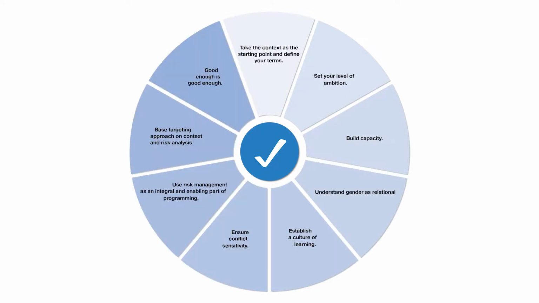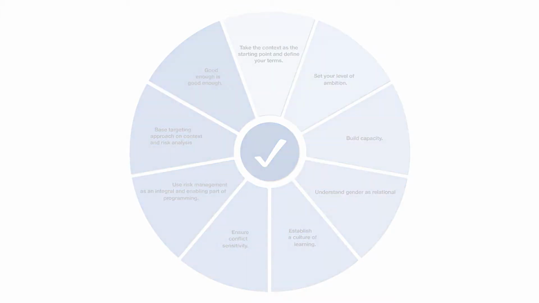The toolkit is divided into 4 chapters to take you right through the full programming cycle for preventing violent extremism programs, from design, implementation to evaluation and learning. It's important to remember to ensure that you consider and integrate conflict sensitivity and gender sensitivity at every stage of your program cycle. The toolkit is underpinned by 9 principles of good practice to ensure that you develop a robust and impactful program that responds to the needs of the context.